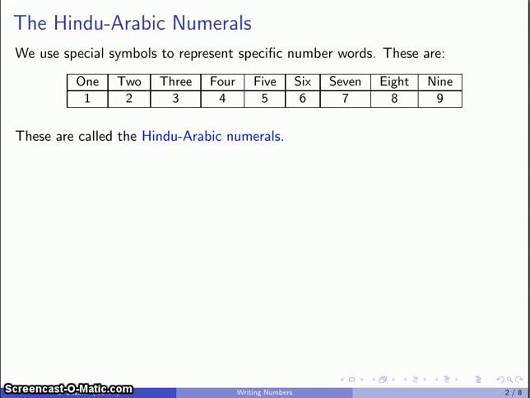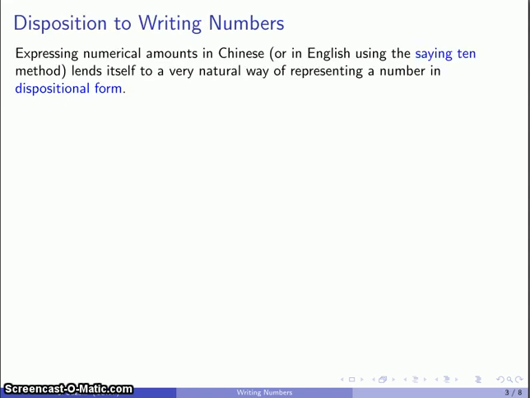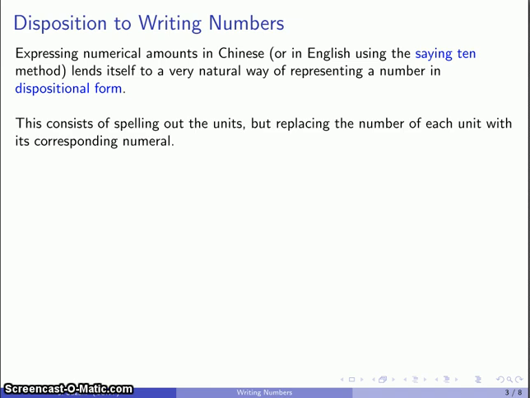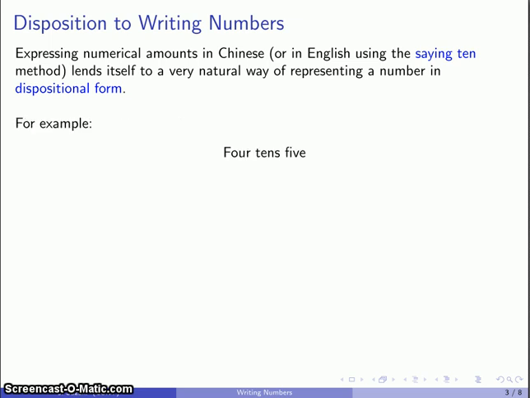Now, if we're going to write a number using these, it's helpful to express these in the Chinese fashion, or if you're speaking in English, the saying 10 method. There's an important transitional form known as the dispositional form of these numbers. We continue to retain the unit names, but replace the number of each unit with the corresponding numeral.